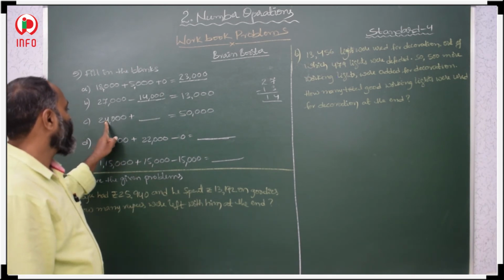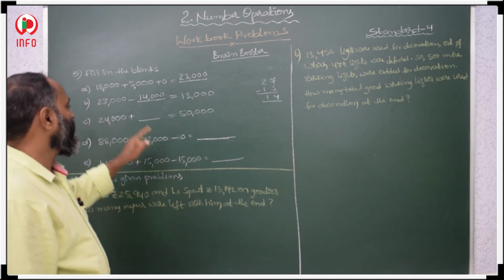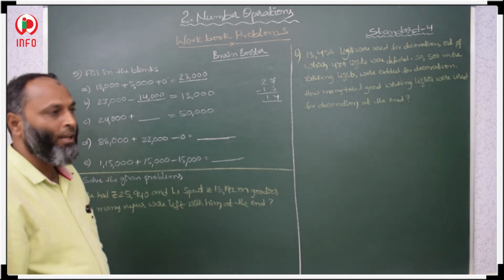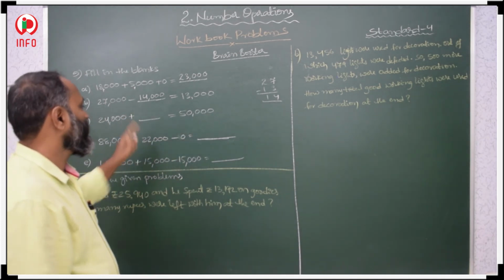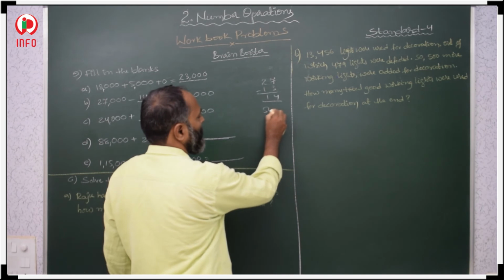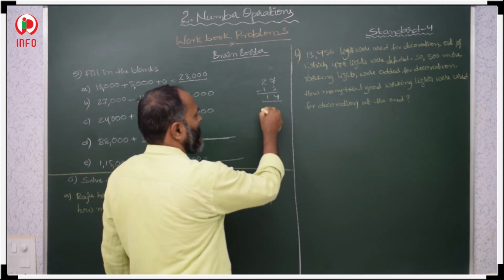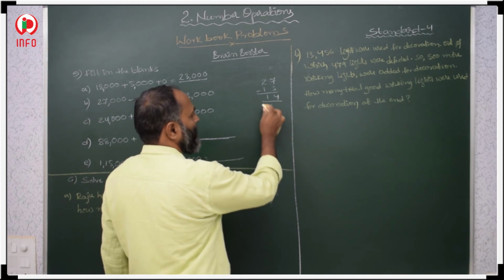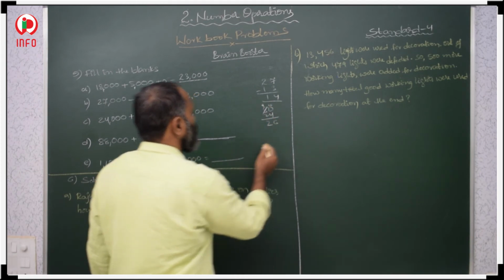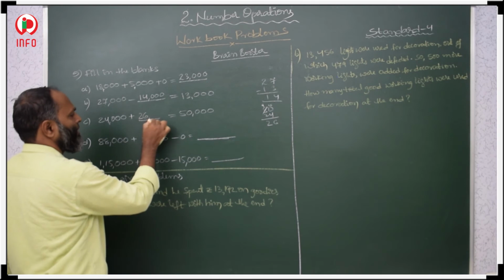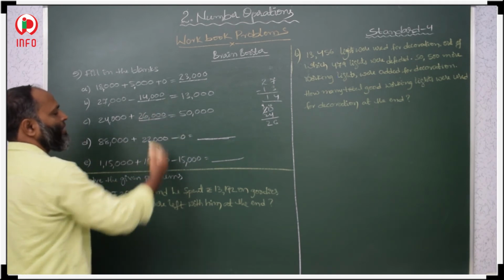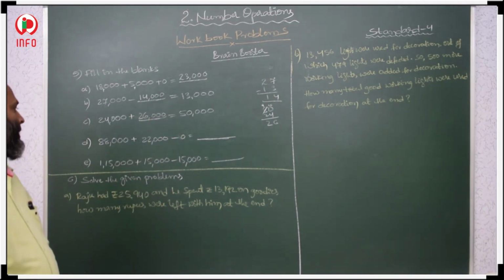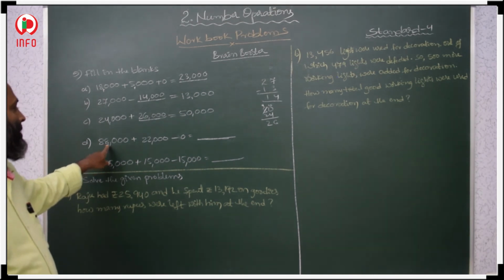Then 24,000. How much is added to it to get 50? Then how to do? 50 minus 24 you have to do. 50 and 24. Then here 4 will get 10. 10 minus 4 is 6. 4 minus 2 is 2. 26,000. Oral question. Here 88,000 plus 22,000.